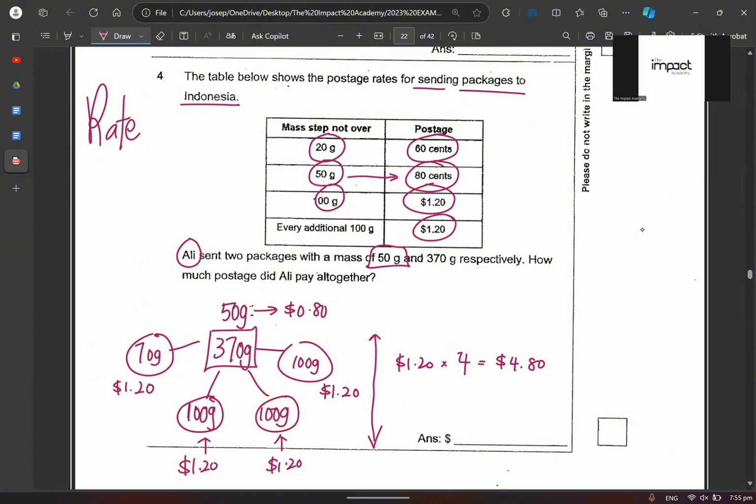Make sure you draw this. I'm going to stop here. I want everyone to make sure you have this written out first. So once I'm done with it, I am going to say altogether it will be 80 cents plus $4.80. Do you understand or don't understand? All right, and that is the reason why your answer for this question has to be $5.60.